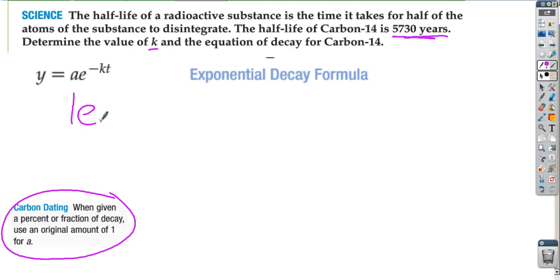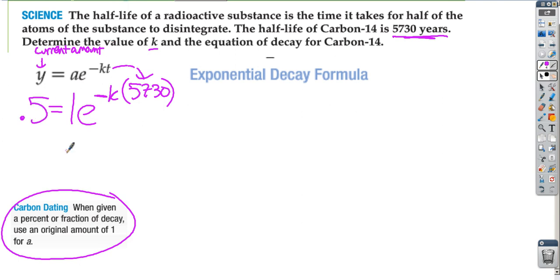E is still the same. We don't know what K is. We do know, though, that the time for a half-life is 5,730 years. That's why I'm plugging in that number for T. And then Y is the current amount. Should note that too. A is the original amount, Y is the current amount. How much do we have after 5,730 years? Well, that's a half-life, so that means we have half of it. So that's why I'm putting 0.5. 0.5 represents a half. Okay, we don't really need the 1 there, because 1 times anything equals itself. So I'm going to rewrite this like this.